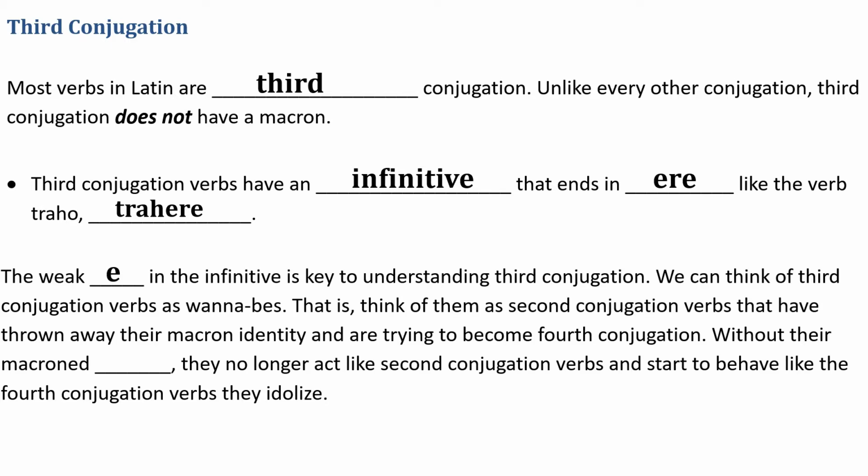The weak e in the infinitive is key to understanding third conjugation. We can think of third conjugation verbs as wannabes. That is, think of them as second conjugation verbs that have thrown away their macron identity and are trying to become fourth conjugation. Without their macron e, they no longer act like second conjugation verbs and start to behave instead like the fourth conjugation verbs they idolize.